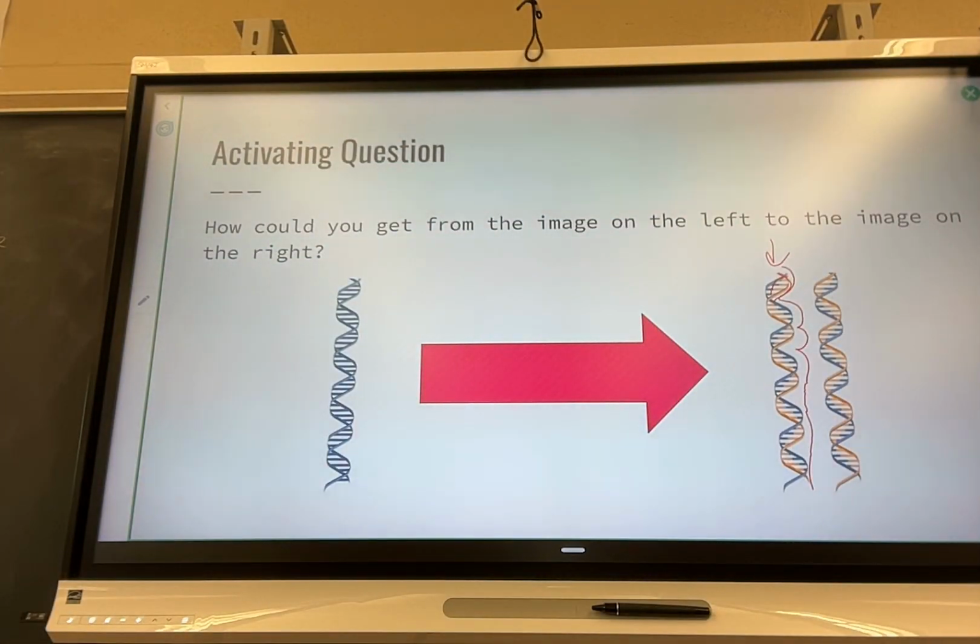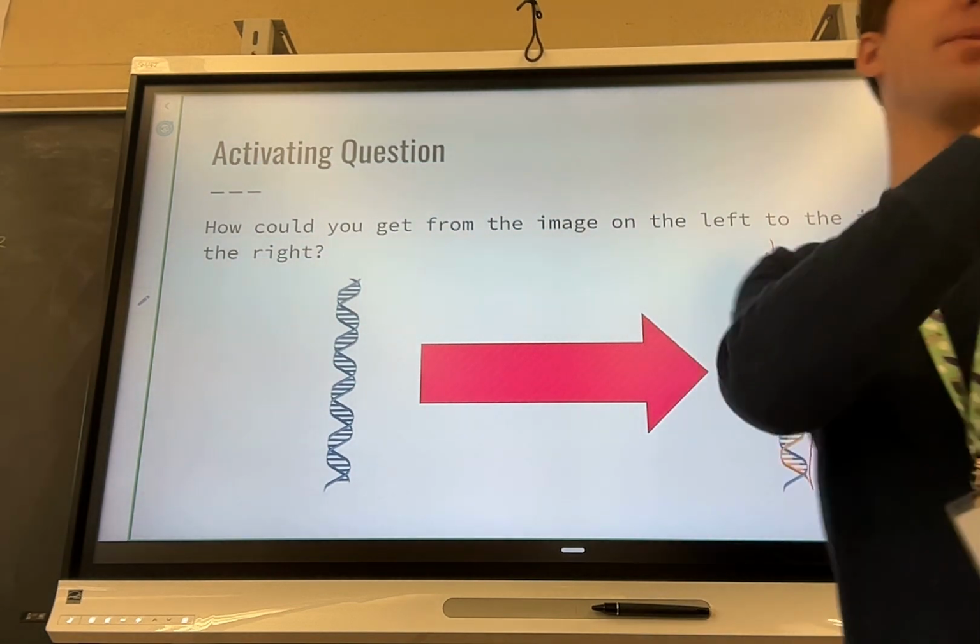We are going to be replicating our DNA, because in order to divide, to create multiple cells, we need to have multiple copies of instructions. We'll talk about that. Yes.